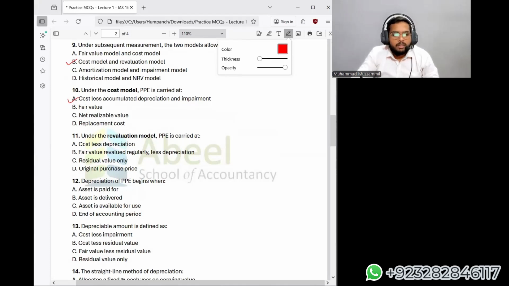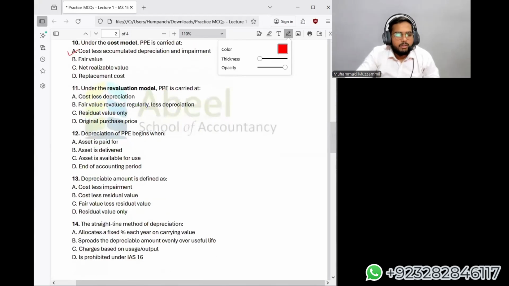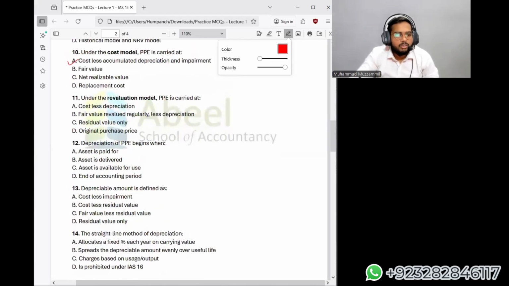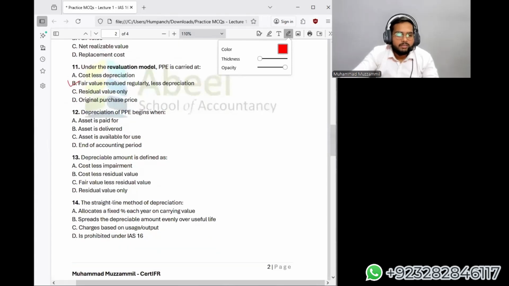Great. Okay. So MCQ number 11. Under the revaluation model, property, plant and equipment is carried at cost less depreciation, fair value revalued regularly less depreciation, residual value only, or original purchase price. Come on. Great. Instantly got the answers from you guys. Very attentive students. I'm surprised.